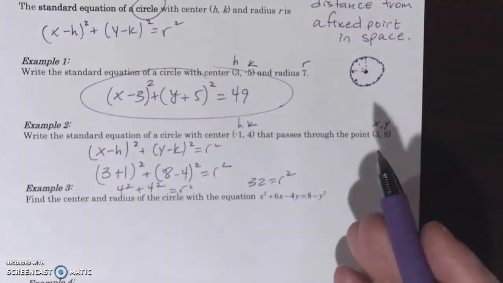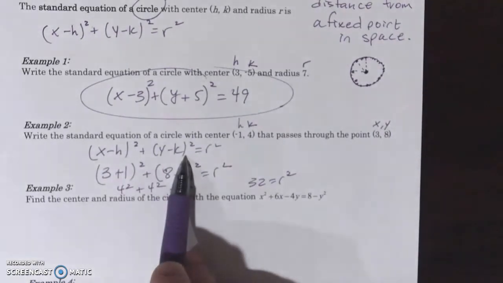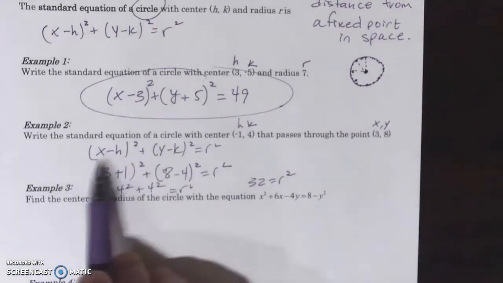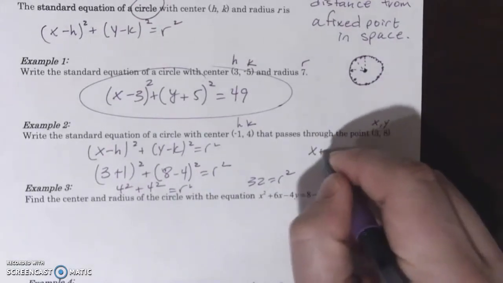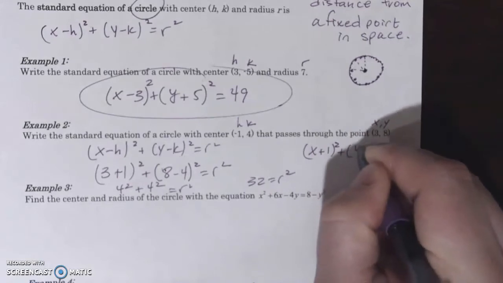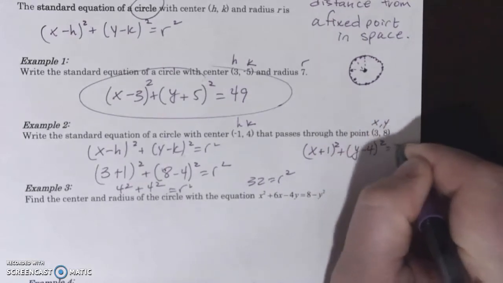How do I write this officially? With the h and the k, let's leave the x's and y's as x and y, and I'll plug in my 32 for r squared. So we get x plus 1 squared plus y minus 4 squared equals 32.